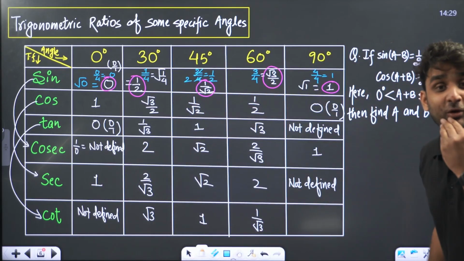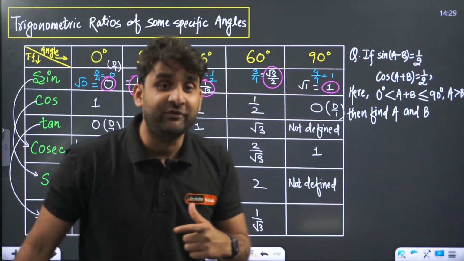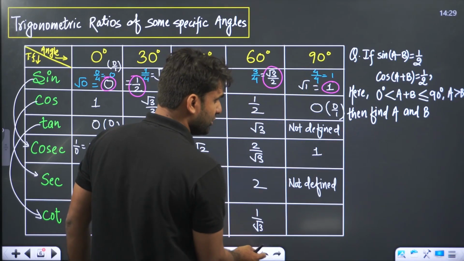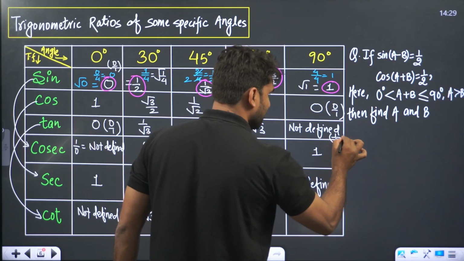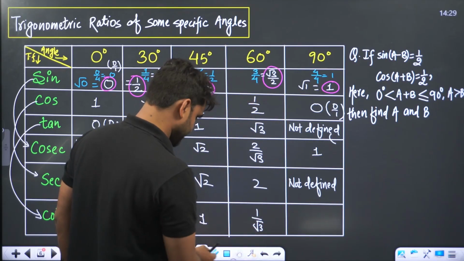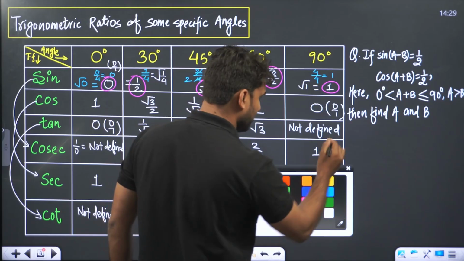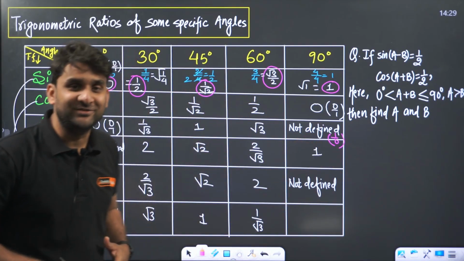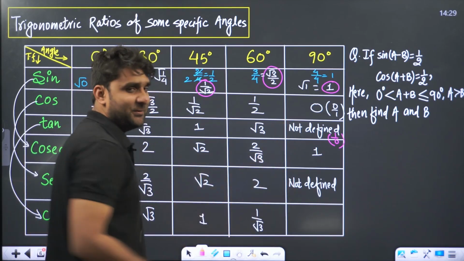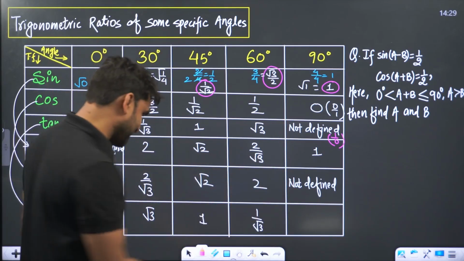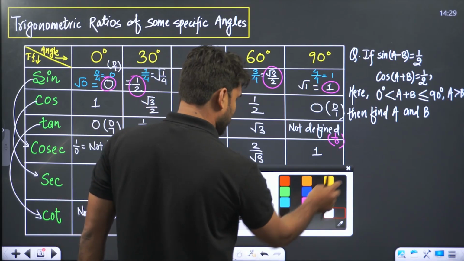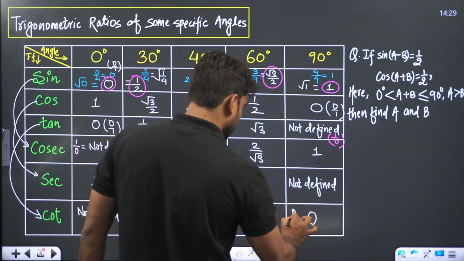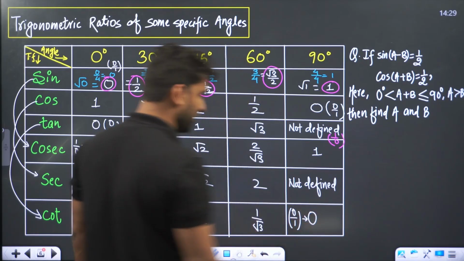What will be the reciprocal of not defined? Imagine not defined means what? Not defined means 1 divided by 0. Let me take another color so that everything will be clearly visible to you. Not defined means what, guys? 1 by 0. And if we take reciprocal of 1 by 0, it would be 0 by 1. And 0 by 1 is 0. So my dear champion, that's why here this is equal to 0. Why? Because 1 by 0 will be written as 0 by 1. And 0 by 1 is equal to 0.